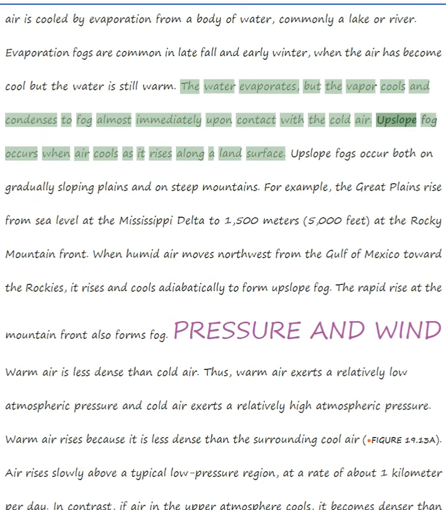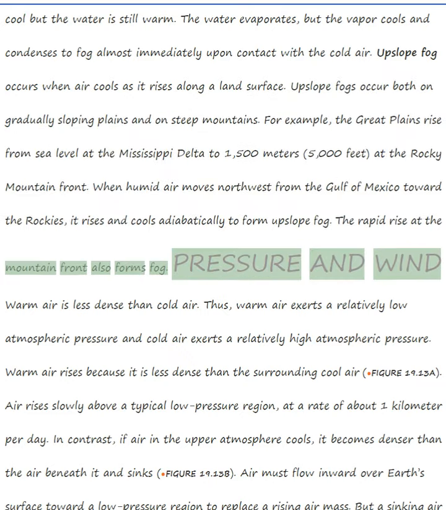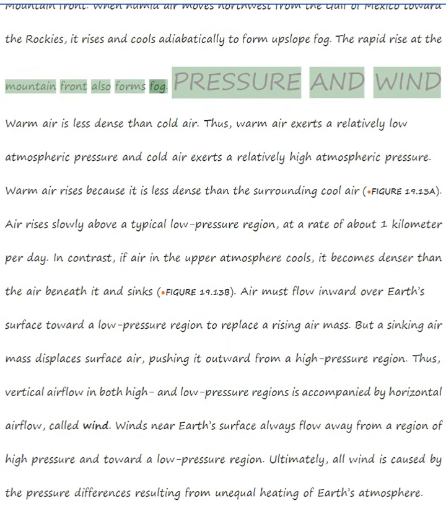Upslope fog occurs when air cools as it rises along a land surface. Upslope fogs occur both on gradually sloping plains and on steep mountains. For example, the Great Plains rise from sea level at the Mississippi Delta to 1,500 meters at the Rocky Mountain front. When humid air moves northwest from the Gulf of Mexico toward the Rockies, it rises and cools adiabatically to form upslope fog. The rapid rise at the mountain front also forms fog.